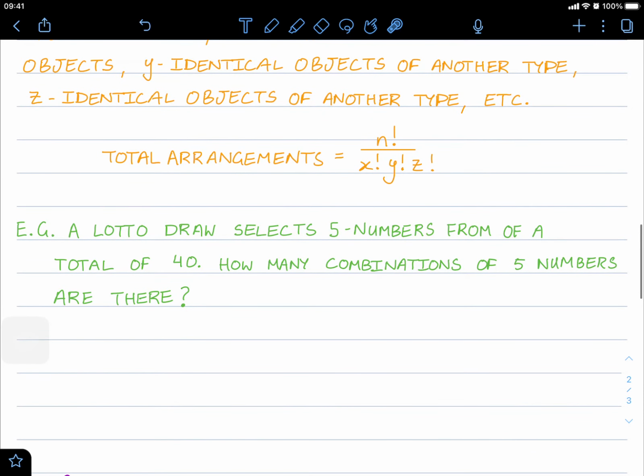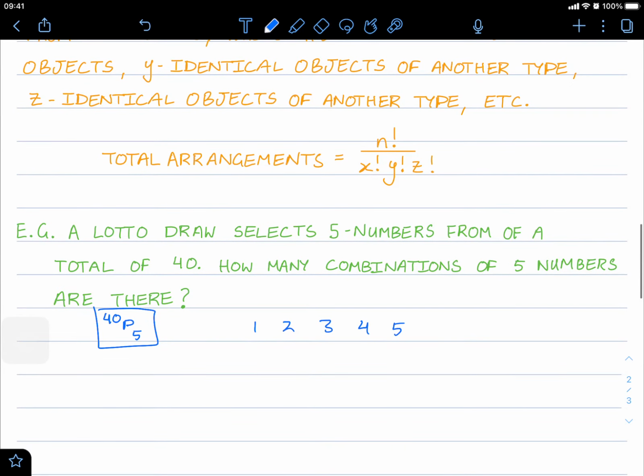So let's do this as an example. A lotto draw selects 5 numbers from a total of 40. Well, if the order matters, this would be 40 total objects, and we're going to pick 5 of them. It doesn't matter what it is, this is going to be some really big number, our answer for now. But let's say the numbers that come out on the lotto draw are 1, 2, 3, 4, and 5.